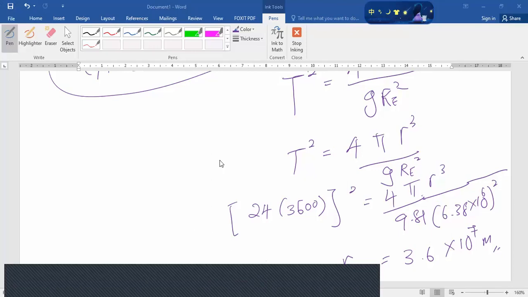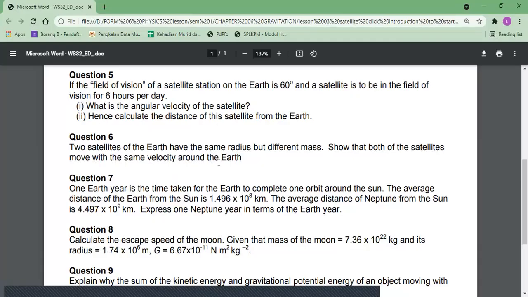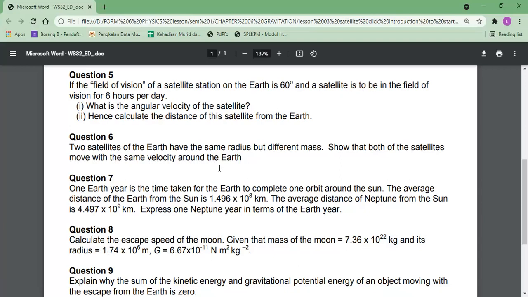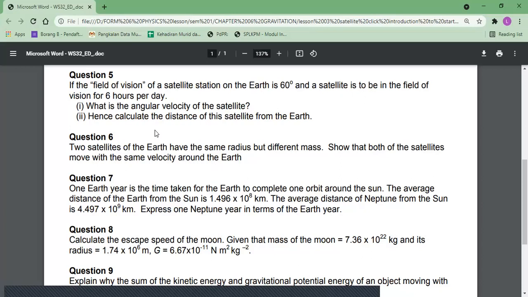Okay, let's go to question number 5. If the field of vision of a satellite station on the Earth is 60 degrees and the satellite is to be in the field of vision for 6 hours per day, first, what is the angular velocity of the satellite? And second, hence calculate the distance of the satellite from the Earth. That means that when it moves through 60 degrees in circular motion, the time taken is 6 hours.